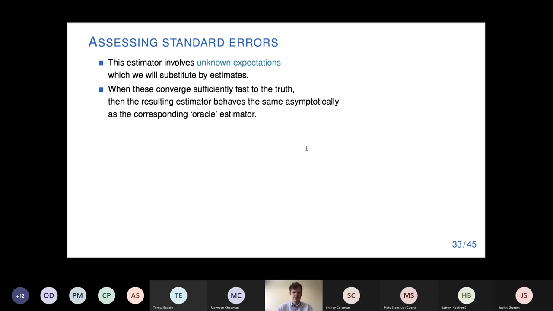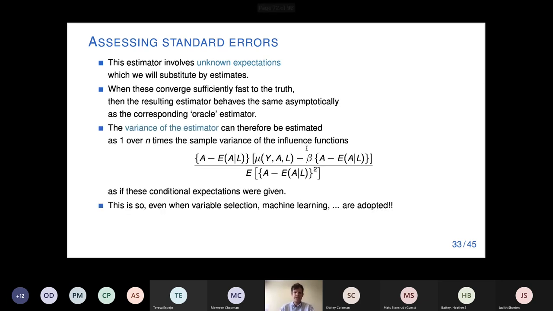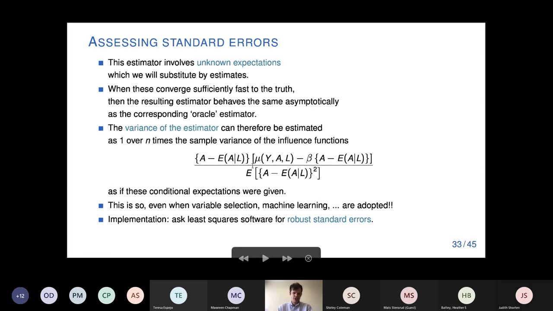So the fact that our estimator in very large samples behaves similarly to this oracle estimator, where the nuisance parameters are known rather than estimated, means that when we do inference, we can actually ignore how the nuisance parameters were estimated. So we actually have a simple formula for calculating the variance of our estimator as 1 over n times the sample variance of the efficient influence function, pretending that the conditional expectations were given rather than estimated. And this result, under certain conditions at least, doesn't depend on how we estimate these conditional expectations, whether we use parametric regression or much more flexible machine learning methods. Now, in order to get a valid estimate of the variance, you can actually also do this using least squares software by just requesting a robust standard error.